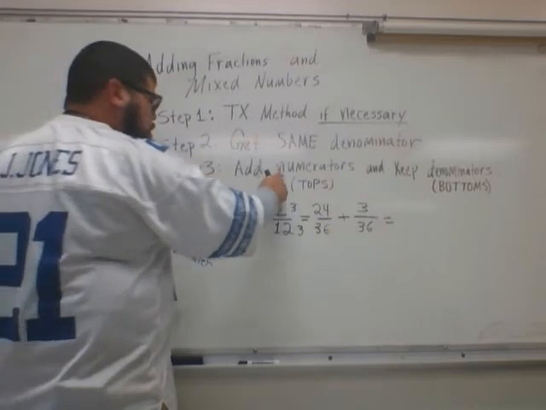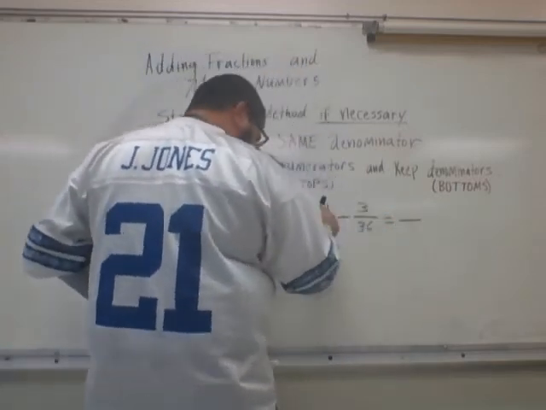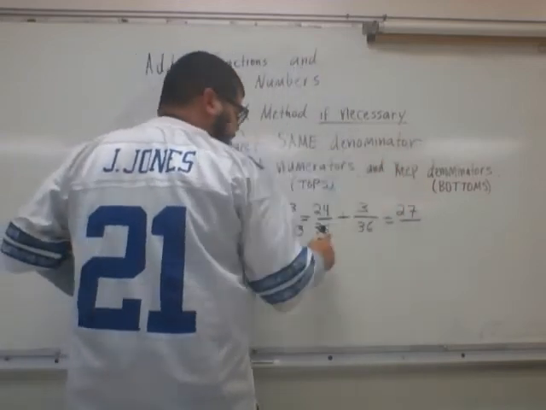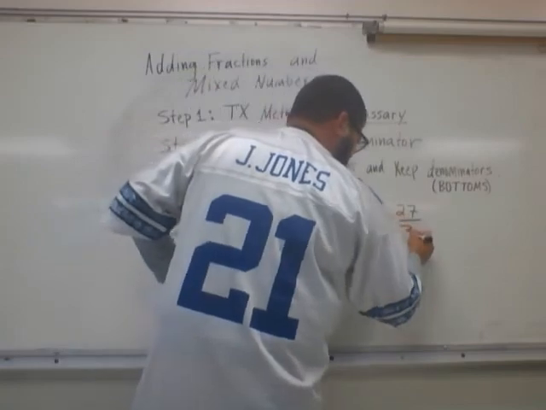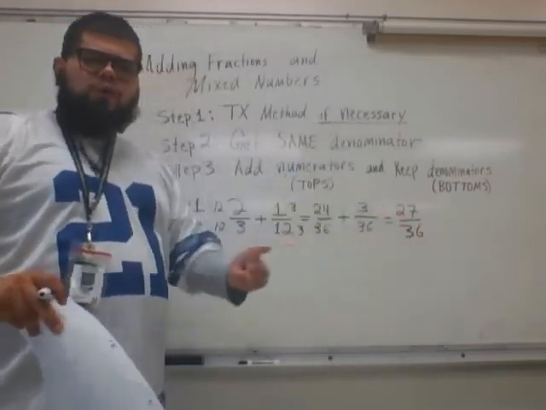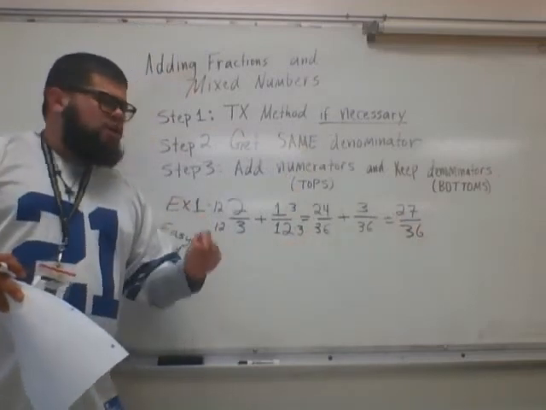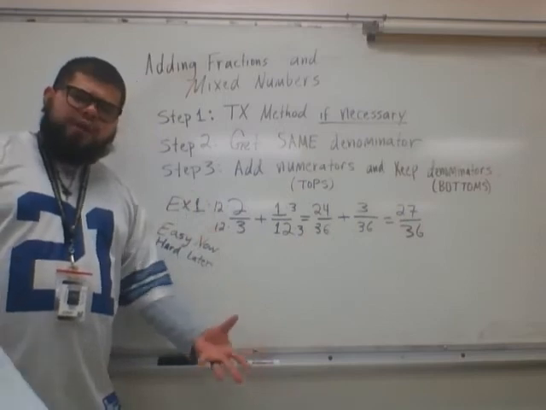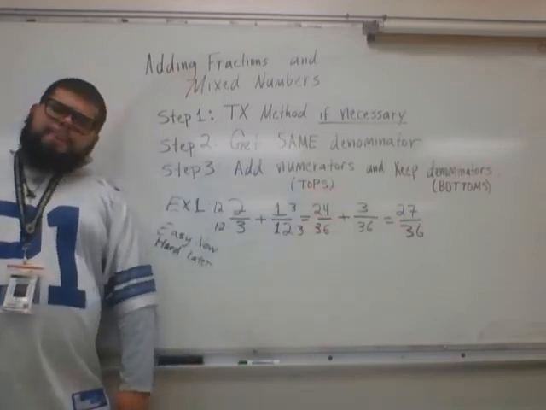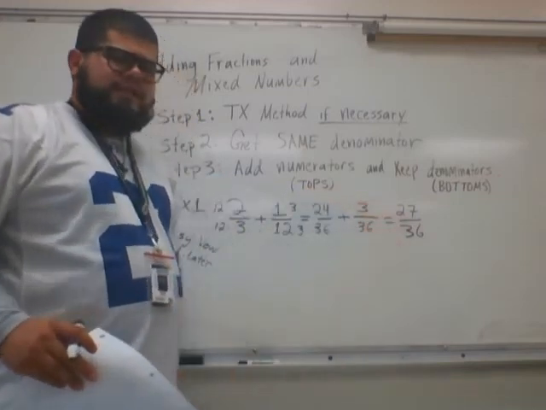Step 3 says add numerators. That's the top numbers. We're going to add those. 24 plus 3, we get 27. Keep the denominators. 36 stays the same. Now, are we done here? No, right? Always and forever reduce. From now on, never ask me if you have to reduce. Always. You always have to reduce. What can we reduce 27 and 36 by? What number will divide those evenly, 27 and 36?